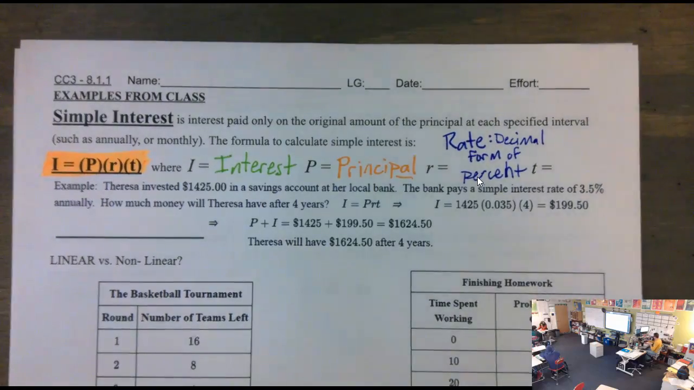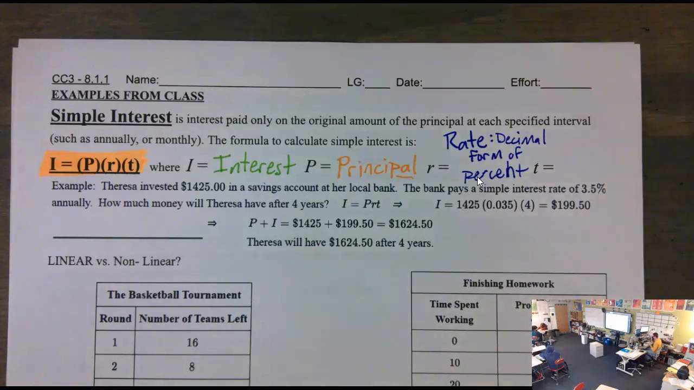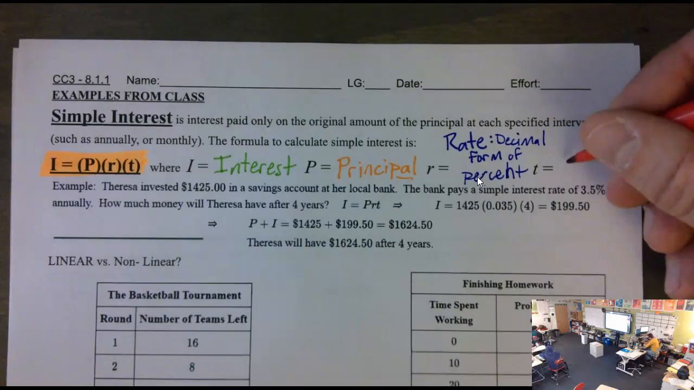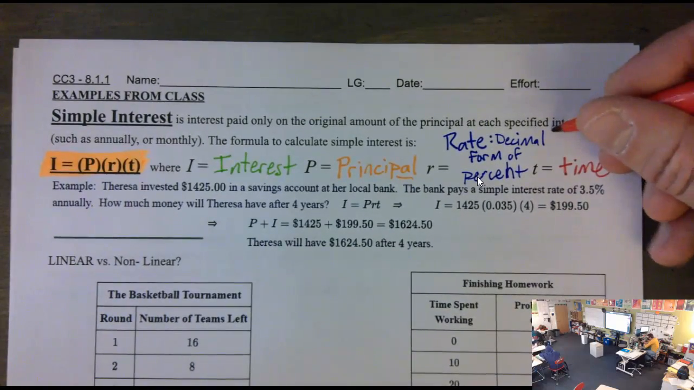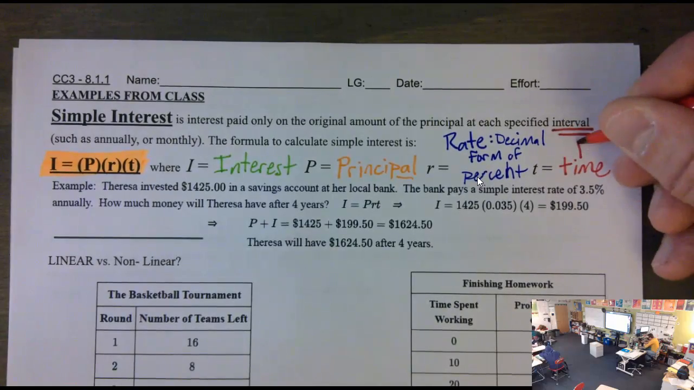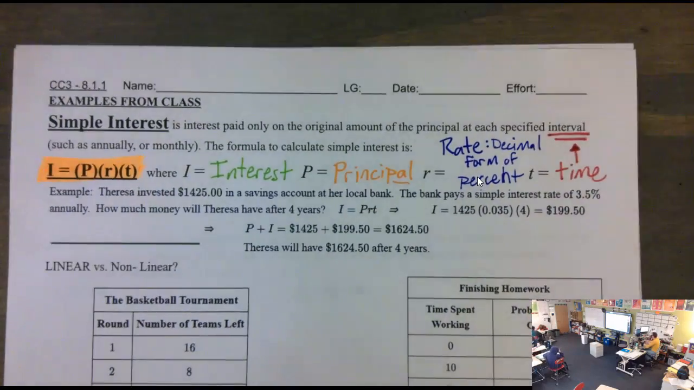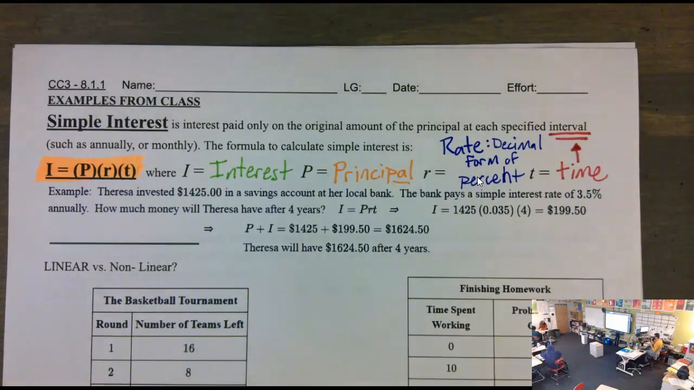And T stands for time. But time is always dependent on what interval we have been told. So I would draw an arrow from time up to the word interval. You have to know what intervals we're talking about. Questions on those words we just wrote down?